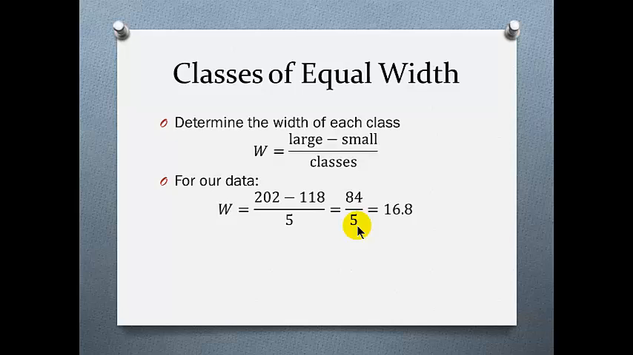To make life easier, we're going to round that value. And we always round up with our bin widths. Always round up to 17 in this case. So each class is going to be 17 large. 5 classes, 17 large.